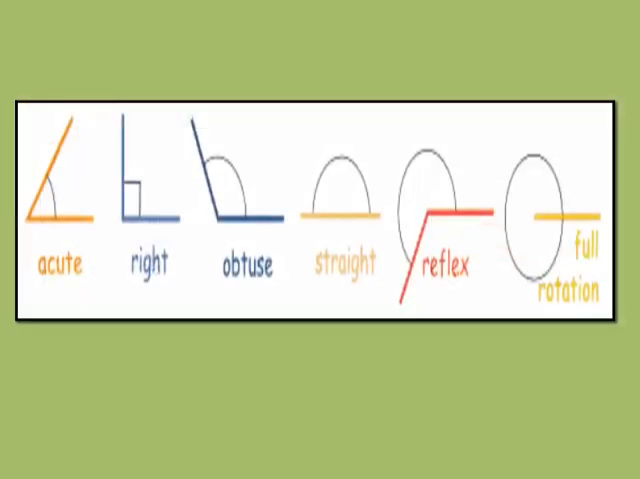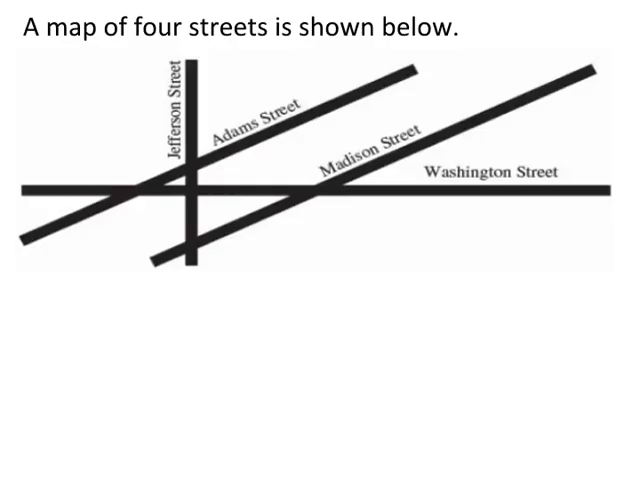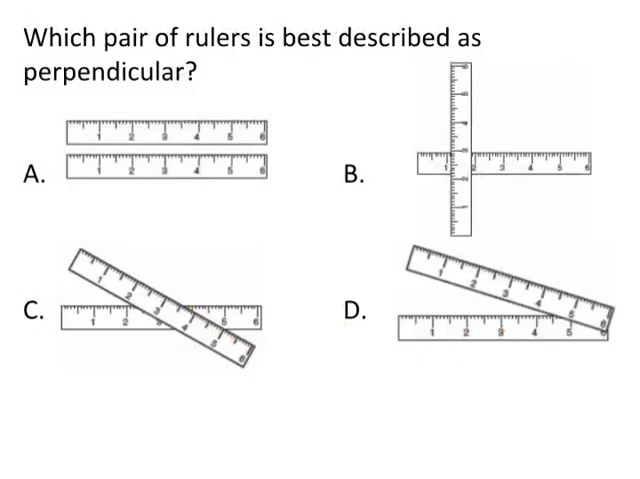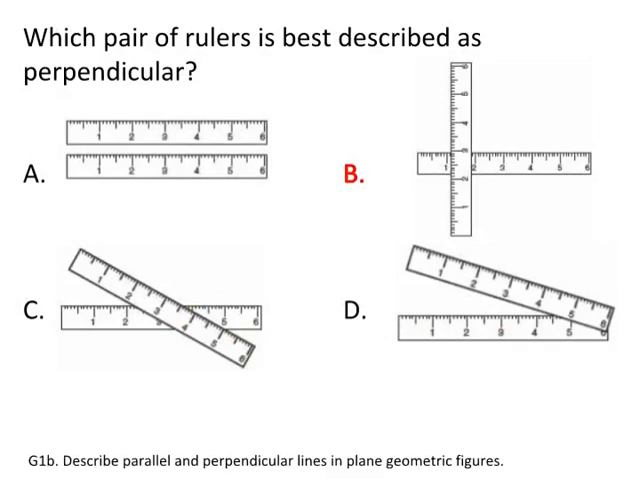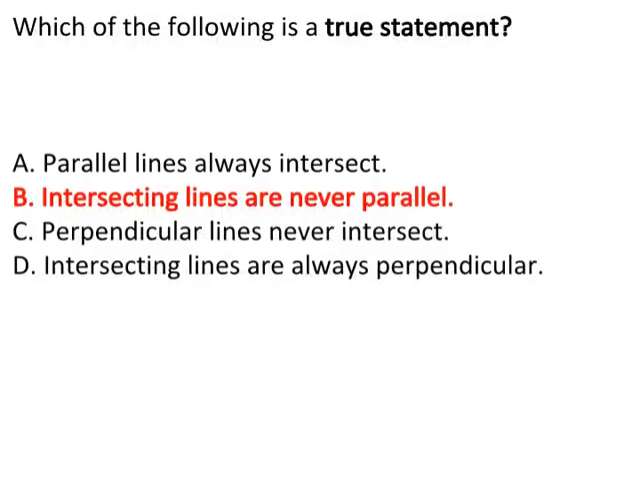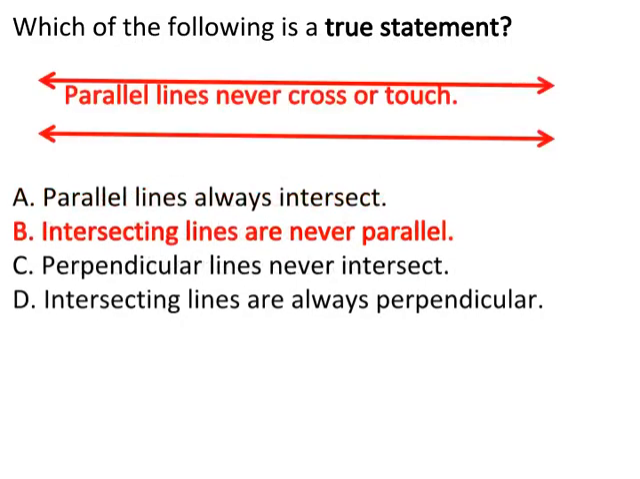Now you know everything about types of angles. A map of 4 streets is shown below. Which 2 streets appear to be perpendicular? Think. Yes, it's A. Jefferson Street and Washington Street. Which pair of rulers is best described as perpendicular? Correct. It's B. Which of the following is a true statement? Any guesses? And the answer is B, because parallel lines never cross or touch.